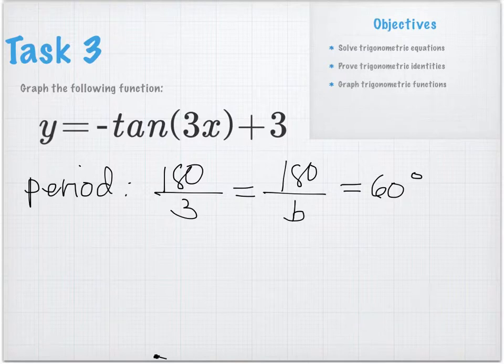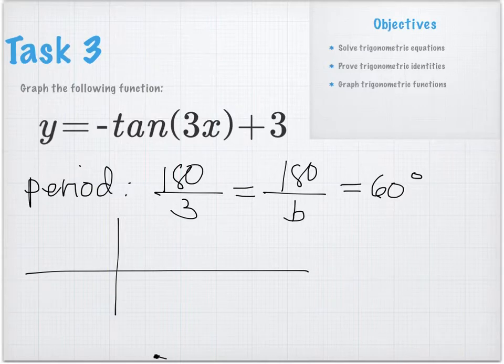Okay, so if it's 60 degrees, we expect the tangent to be in this form. That's for positive. So for negative, it's the reverse. But the thing here is that there is a plus 3. We'll deal with that later. So let's plot the 60.